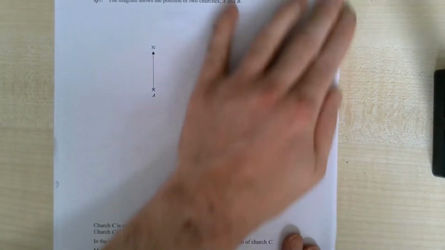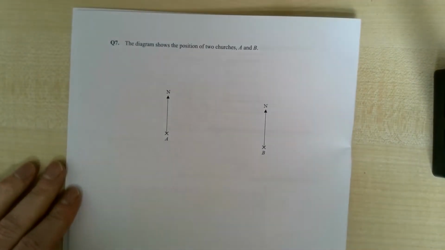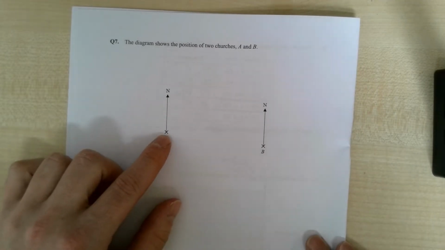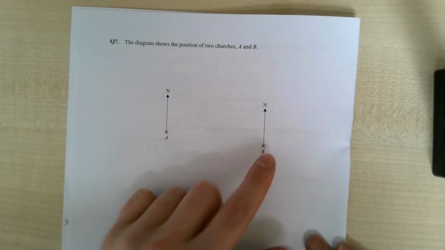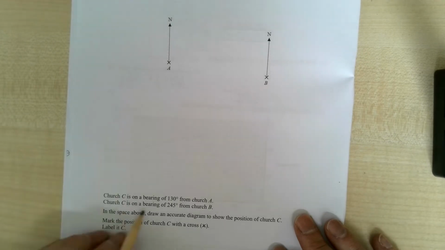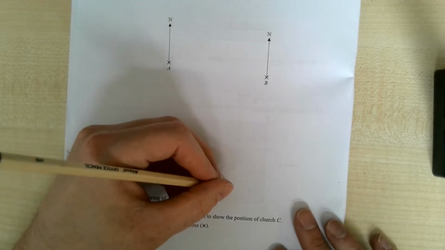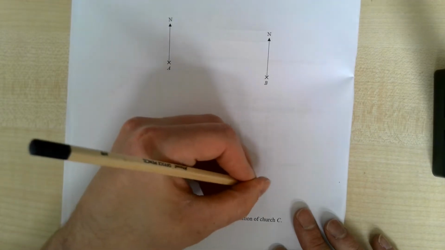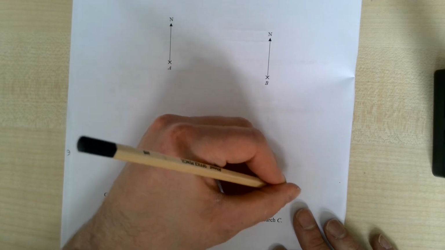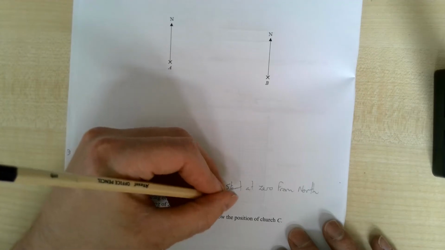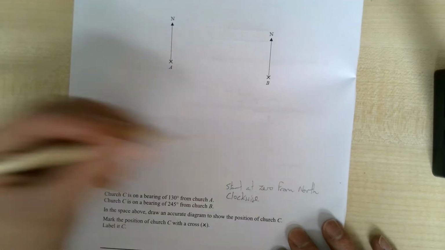Right, number 7. The diagram shows the position of two churches, A and B. So here's A, that X right here, and church B is over here. Church C is on a bearing of 130 degrees from church A. When it comes to bearings, we want to start at 0 from north. You'll see what I mean by that in a second. You want to measure it clockwise.